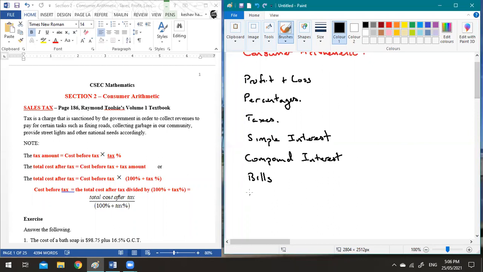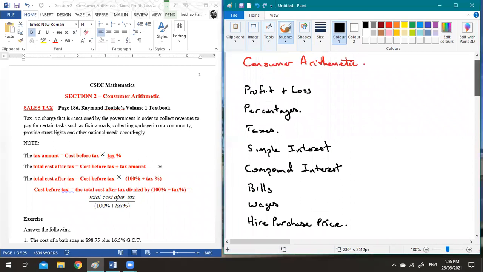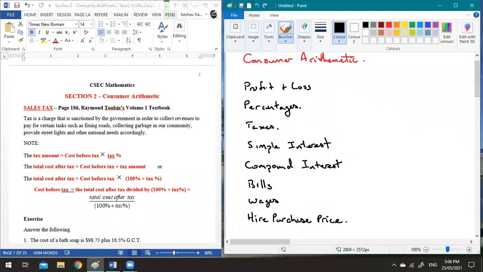bills, wages, higher purchase price. What else will we be doing? Bills, wages, higher purchase price, taxes, we did that already, right? So yeah, this is a general outline of what the topics are, not in this specific order, but this is a general idea of what consumer arithmetic is.